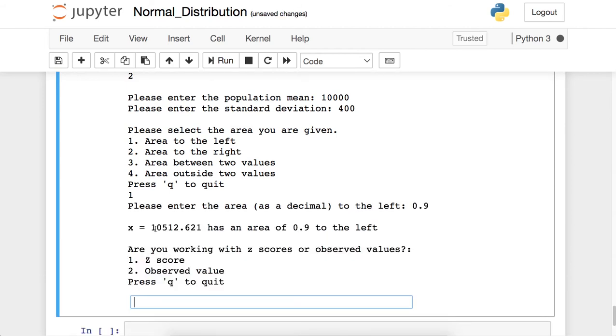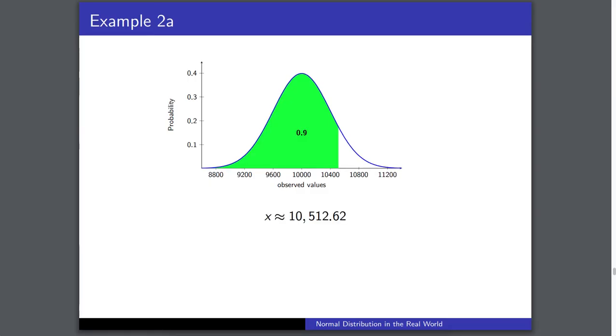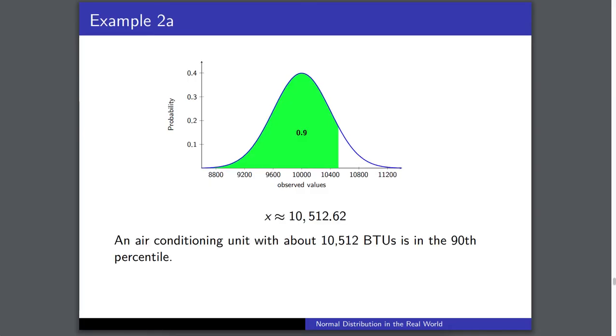And we have 10,512.621. What that means is that an air conditioning unit with about 10,512 or 10,513 BTUs is going to be in the 90th percentile. So 90% of the other air conditioning units that are manufactured are going to have BTUs that are less than 10,512.